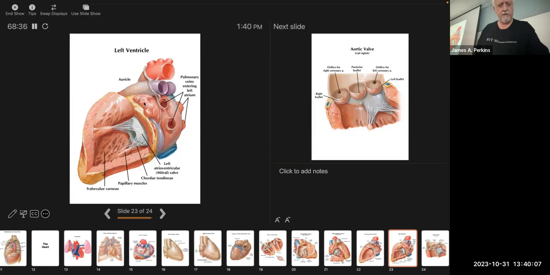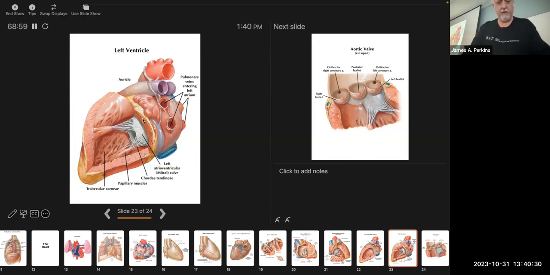So the contraction of the left atrium pushes the blood down through the mitral valve. And then the left ventricle is going to fill with blood. And when it's full, it's going to contract. The increasing pressure in the left ventricle is then going to force the mitral valve to close.